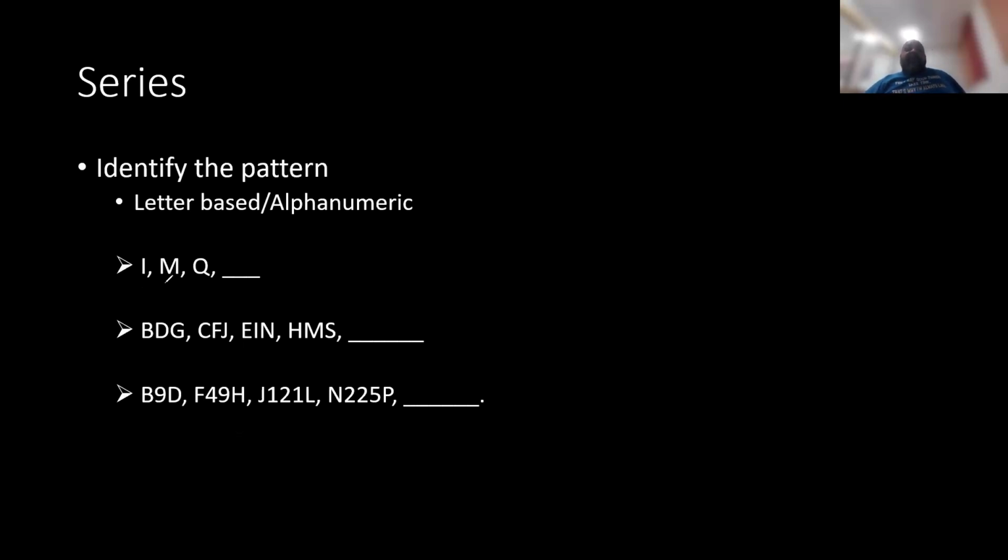Say for example, I, M, Q. What should be the next letter? If I look at the values, A, B, C, D, up to I is 9, M is 13, Q is 17. So 9 to 13 is 4, 13 to 17 is 4. So the next number should be 21, which will be U.